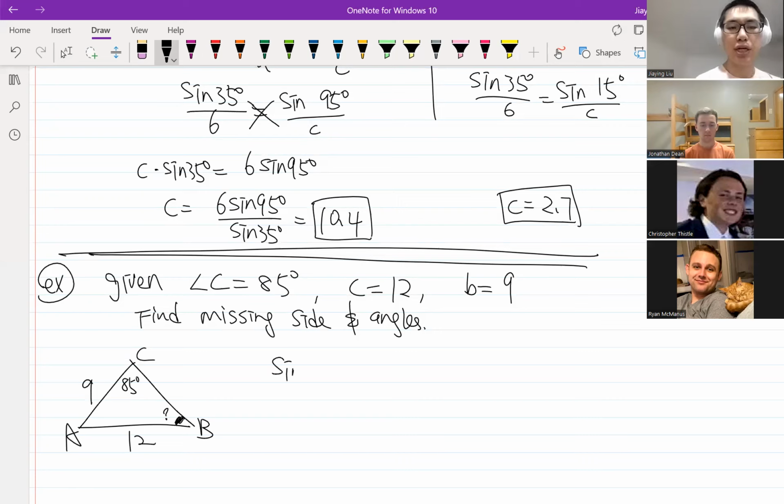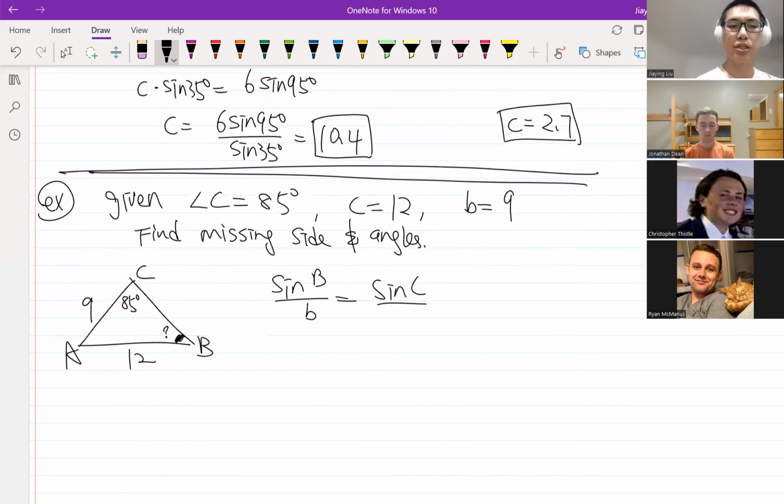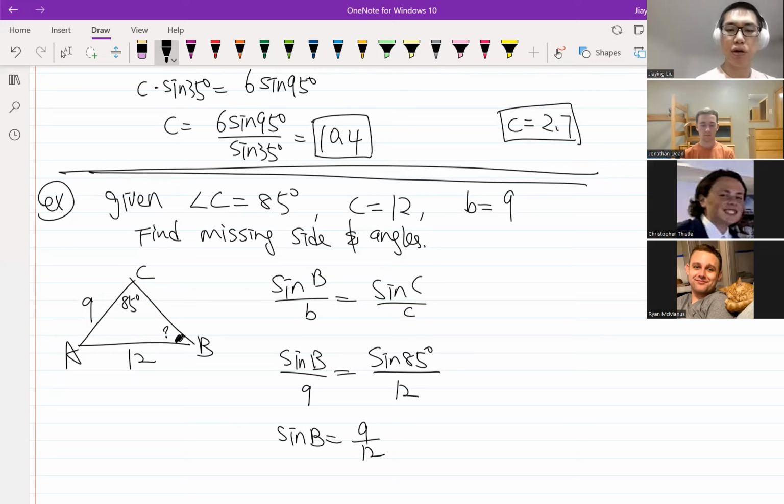So we get sine B over lowercase b equals sine C over lowercase c. And the angle C is 85 degrees, lowercase c is 12. Let me just leave it the way it is. So I get sine B over lowercase b, which is 9, equals sine 85 degrees over lowercase c, 12. So I'm going to multiply by 9 on both sides. We get sine B equals 9 over 12 times sine 85 degrees.